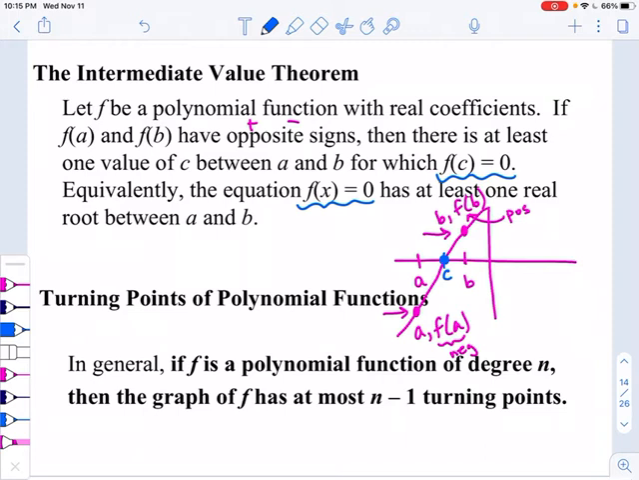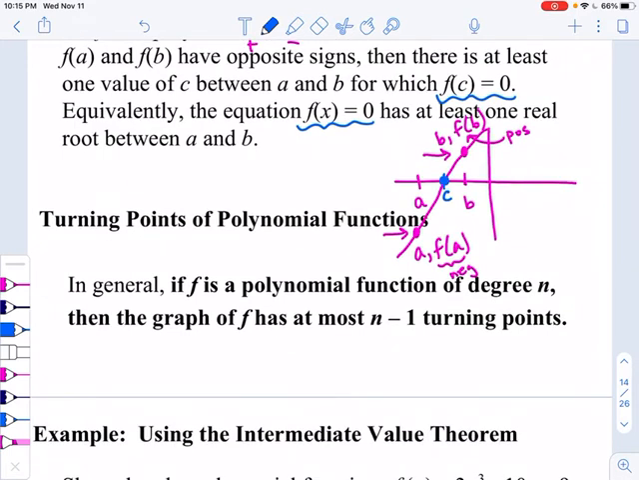You would have a point at which there is a real solution between that a value and that b value. The next part talks about turning points of polynomial functions. It says, in general, if f is a polynomial function of degree n, the graph of f has at most n minus 1 turning points.